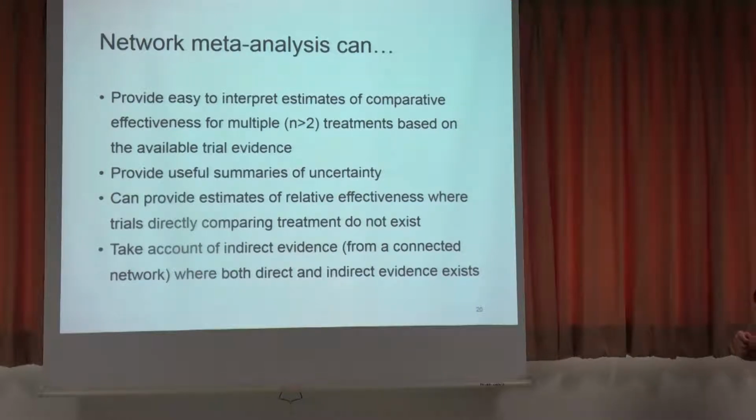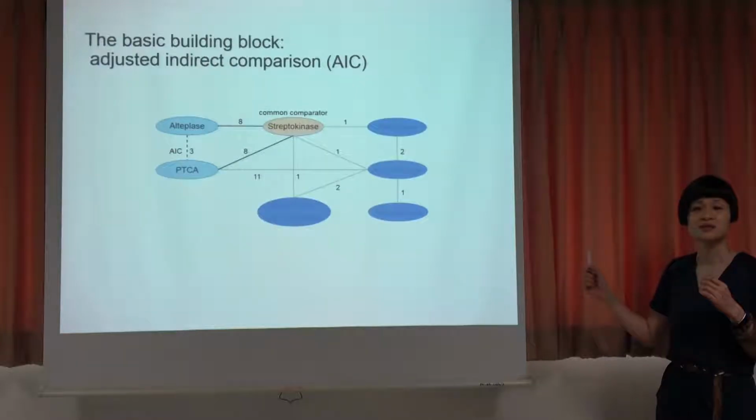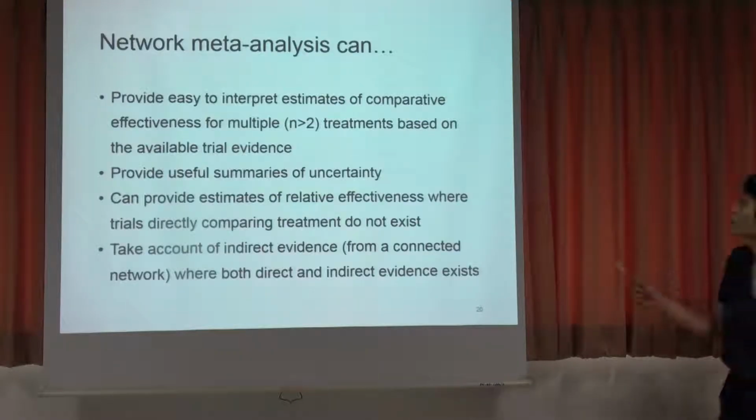So network meta-analysis can provide an easy way to interpret estimates of comparative effects when you have more than 2 treatment comparisons based on the available evidence. It also provides you a summary of uncertainty. So again, you can calculate variance and confidence intervals around your estimates from your network meta-analysis. It can provide estimates of relative effectiveness where trials directly comparing the treatments do not exist. So you do not need the existence of head-to-head comparisons for that.